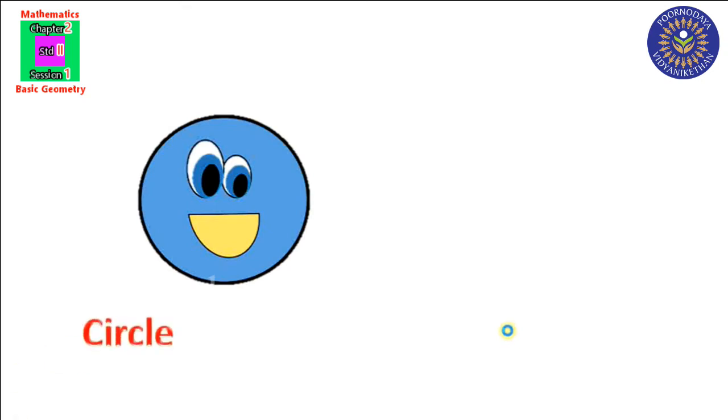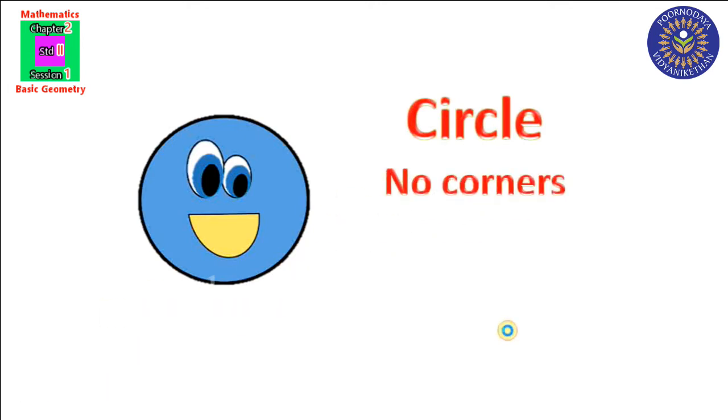Then next, tell me the name of this shape. Yes, we know it's a circle. What are the properties of a circle? Yes, it has no corners. Also, no sides. Isn't it? It's round in shape. A circle is round in shape.